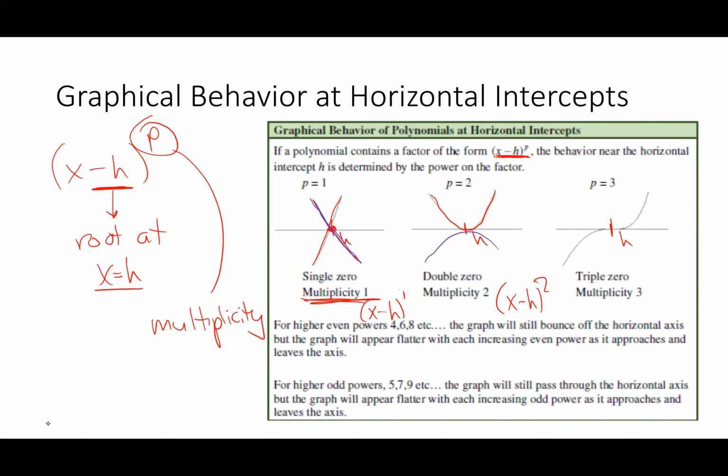Now, for multiplicity of 2, it doesn't have to be 2. It could also be 4, 6, 8. It really could be any even multiplicity. And for triple zeros, what we're going to have is x minus h cubed. Now, like with the multiplicity 2, this could be 3, 5, 7, 9. It's just not going to be 1, right? So it's not just odd.